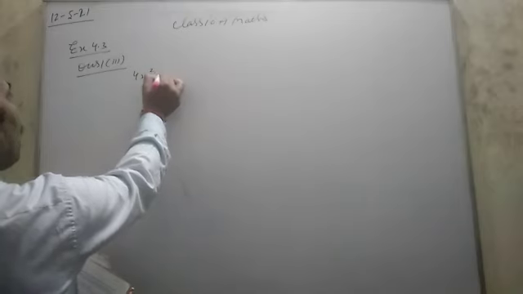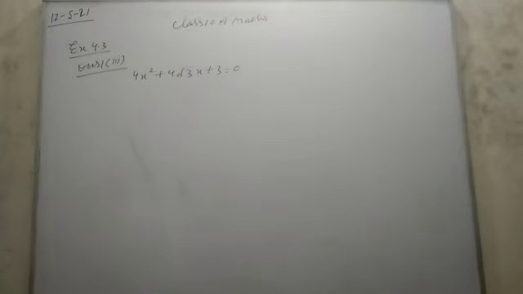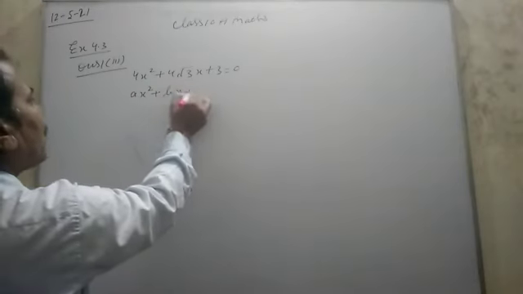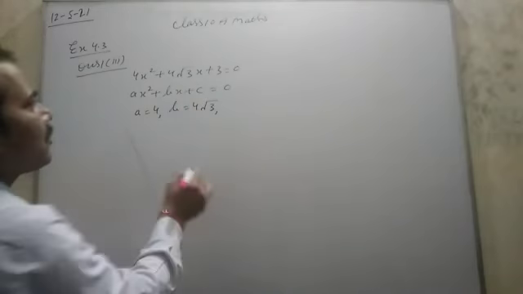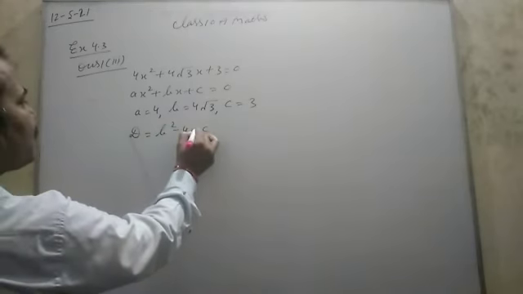So part 5. 4x square plus 4 under root 3 x plus 3 equal to 0. So first find whether their roots exist or not. So compare this equation with ax square plus bx plus c equal to 0. So a equal to 4, b equal to 4 under root 3 and c equal to 3. Okay. Then find the discriminant. So D equal to b square minus 4ac.